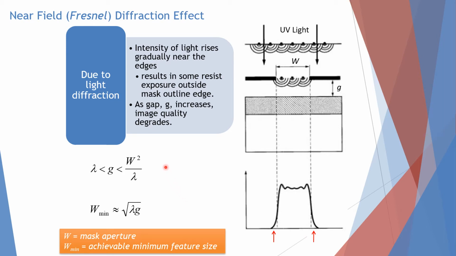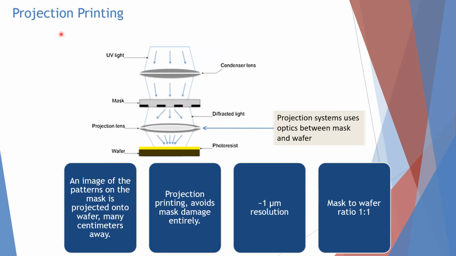Okay, so this can be calculated by using this equation. This is the mask aperture, so this is the area where we want to expose to the UV light. Okay, so you will see that there is a certain measurement that you have to calculate for this diffraction. Okay, the last one is the projection printing.